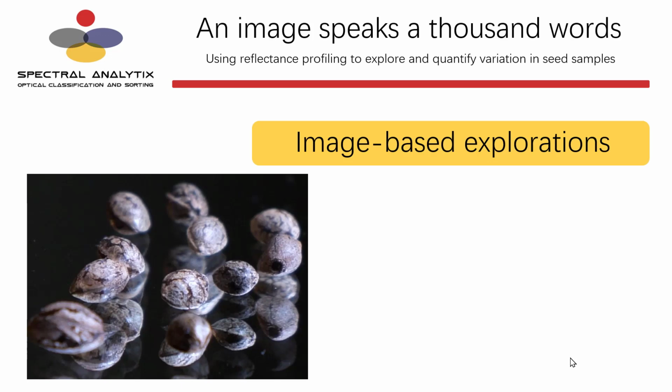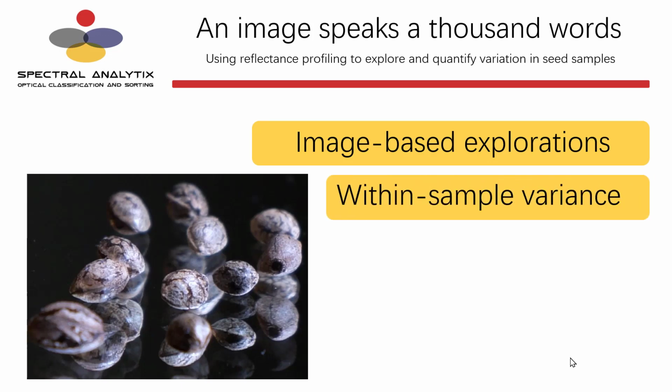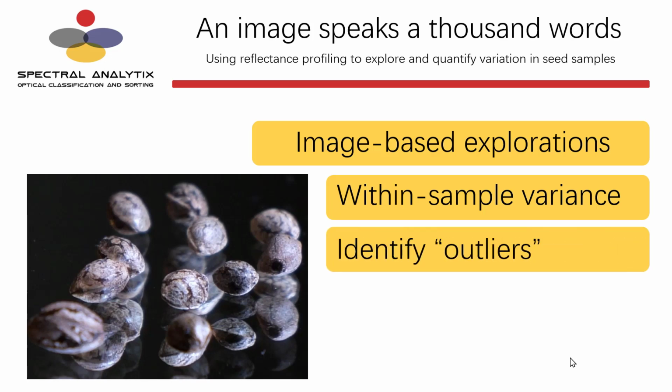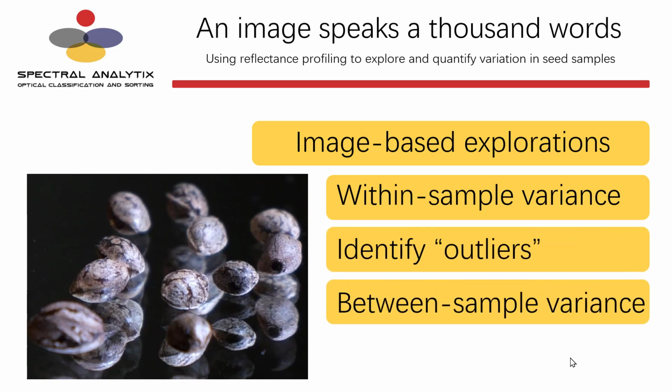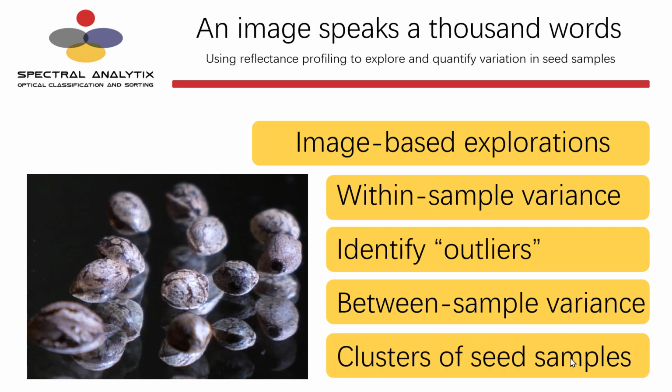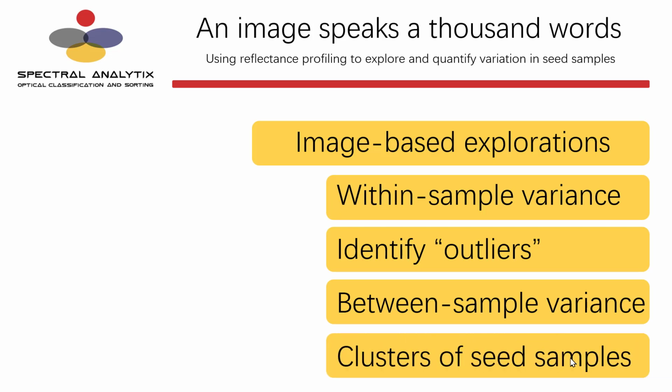With this brief video, we hope we have convinced you about the potential of advanced imaging as a technology to assist and complement a wide range of crop breeding and quality control procedures, to acquire more information about within sample variance, about outliers, about between sample variance, and about clusters among samples.